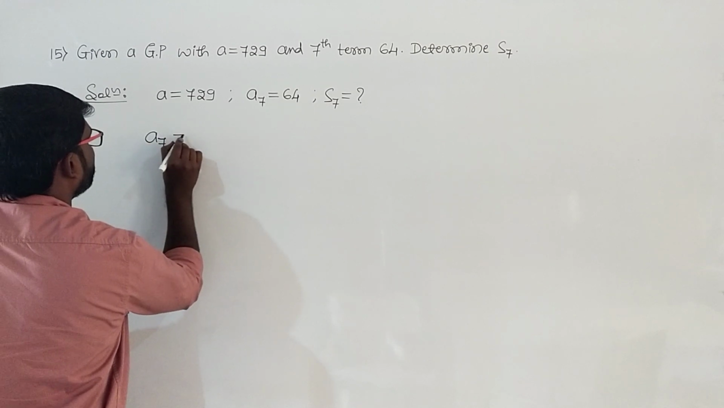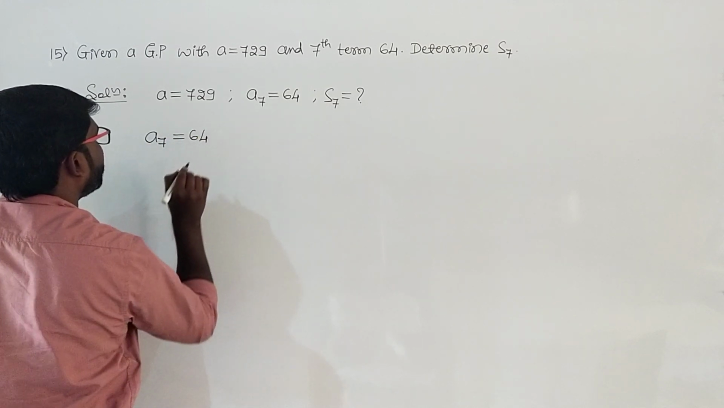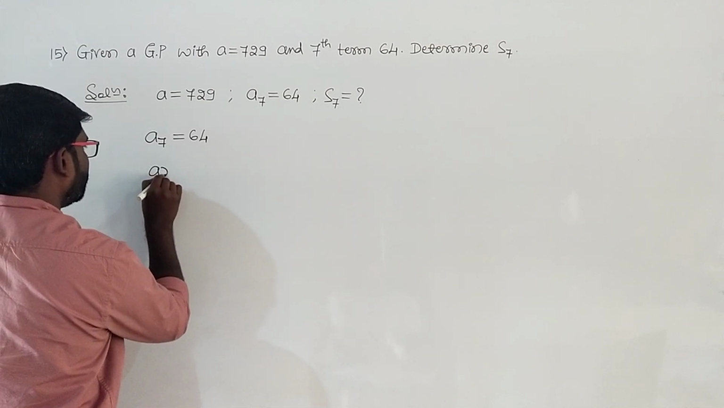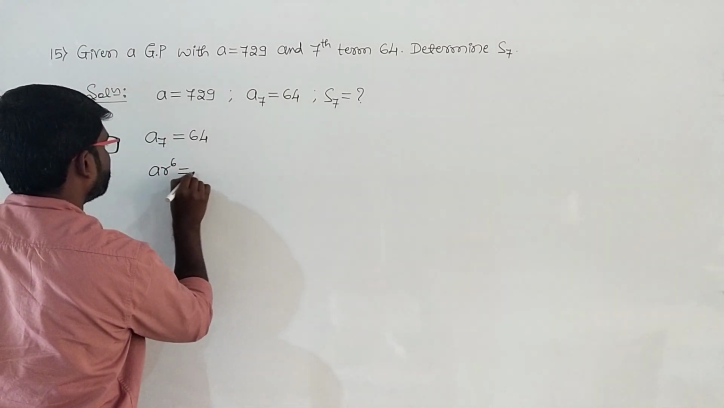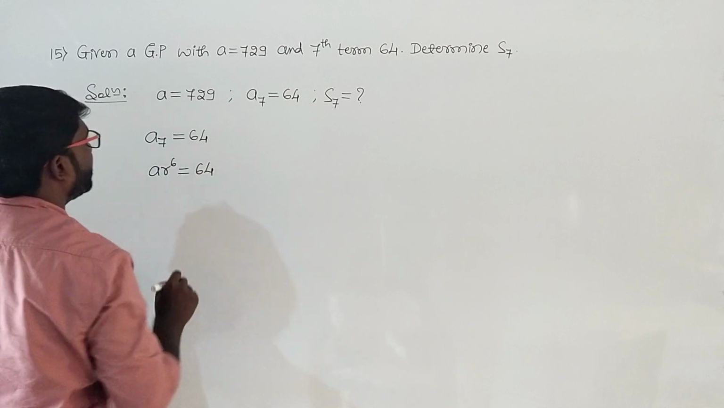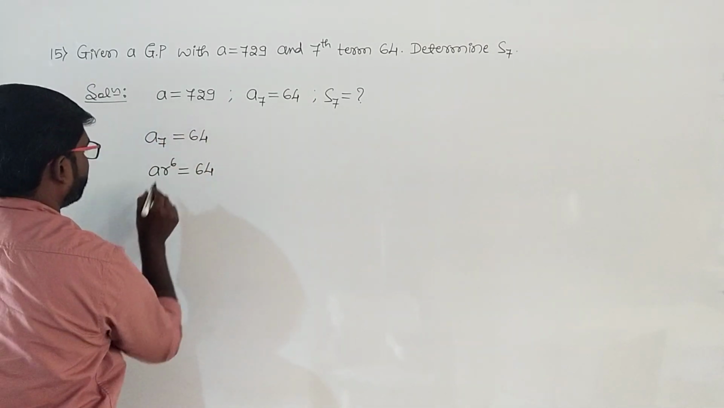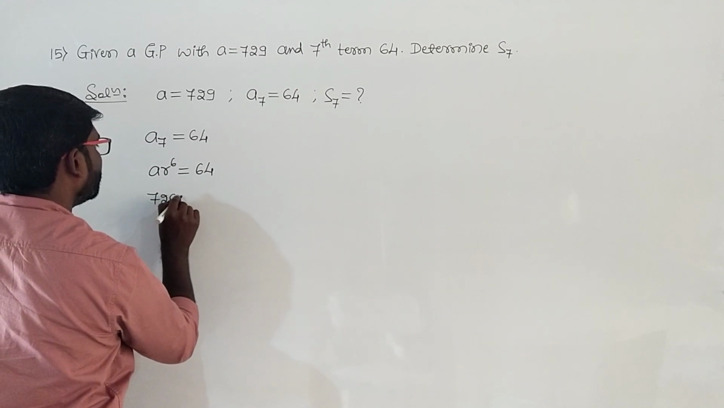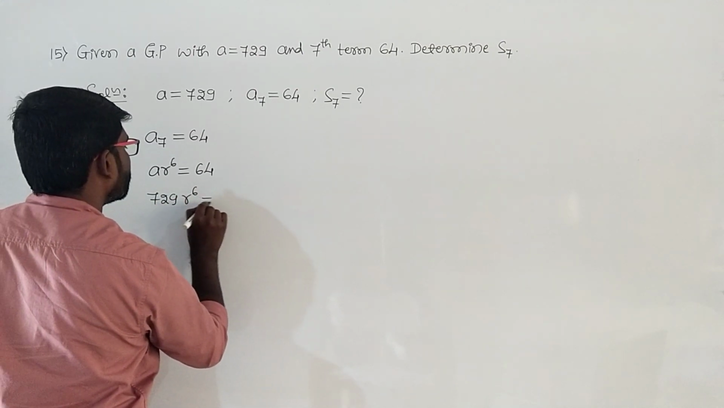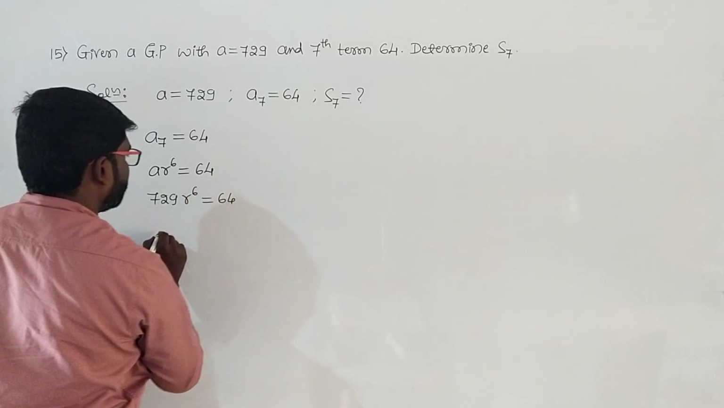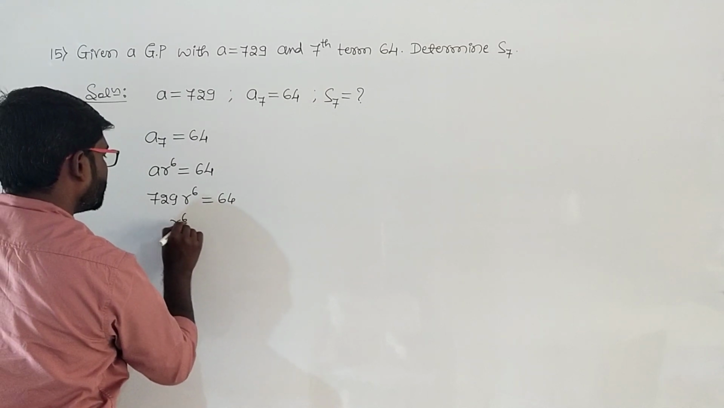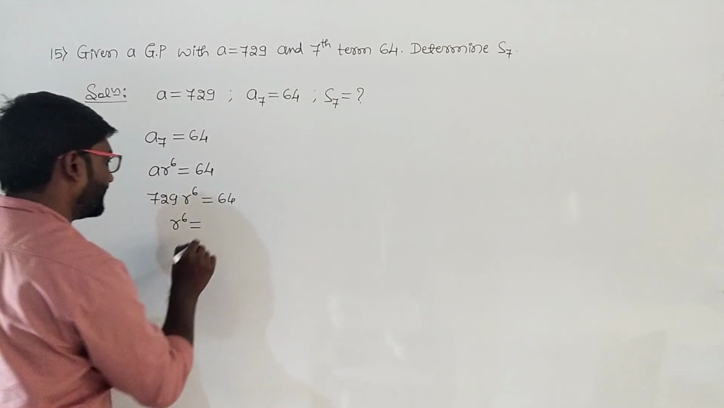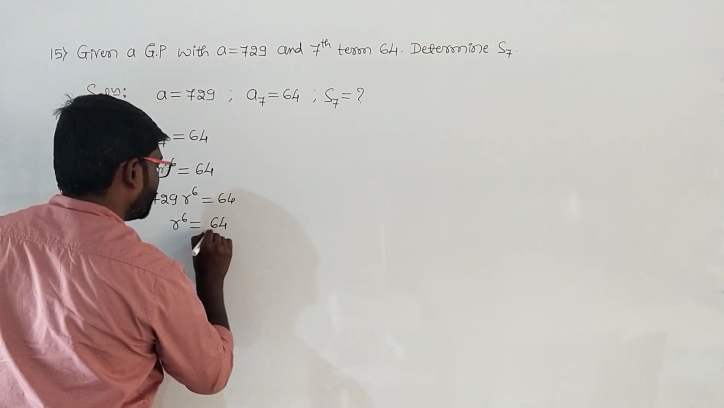So now see here, A7 equal to 64. How do you write A7? A into R raised to 6. So it is A into R to the power 6, which is equals to 64, and then substitute the value of A here. It is 729. 729 into R raised to 6, which is equals to 64, and then R raised to 6, which is equals to, take 729 to the RHS, it goes to the denominator. It is 64 divided by 729.